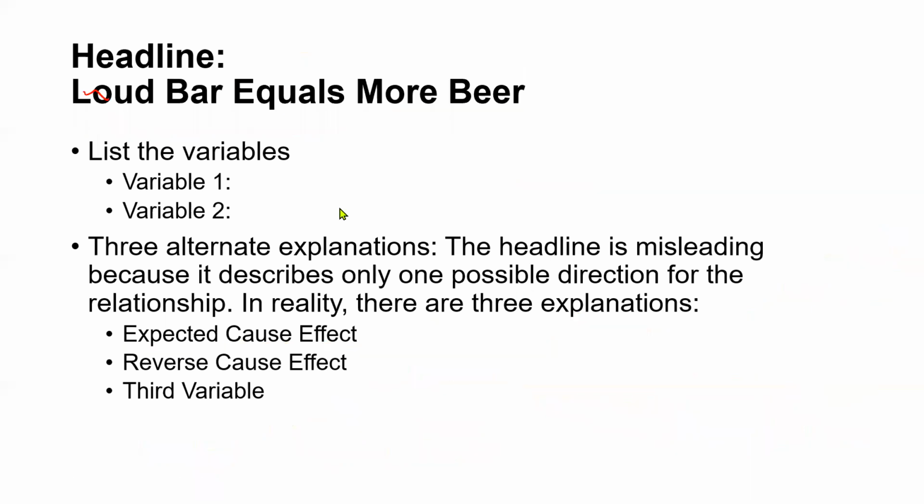All right, this is the last one we did. Loud bar equals more beer. This headline really isn't that bad. It's not really implying a causal relationship. It's saying they're kind of equal. They might have reversed them, but let's tease it out anyhow and see these third explanations. What is variable one? State it in the right way. State it neutrally and state it measurably. Something to do with the sound in a bar, if we want to use that one.